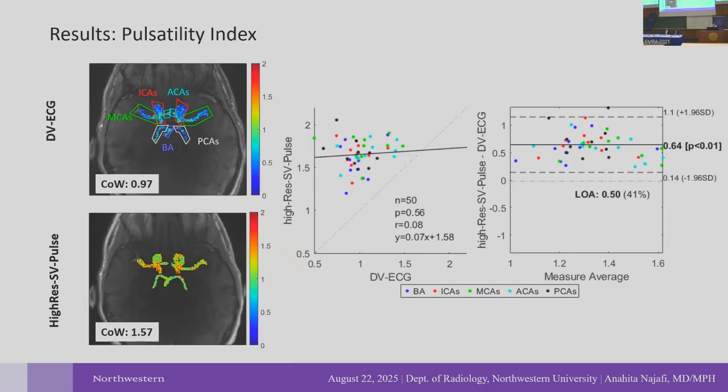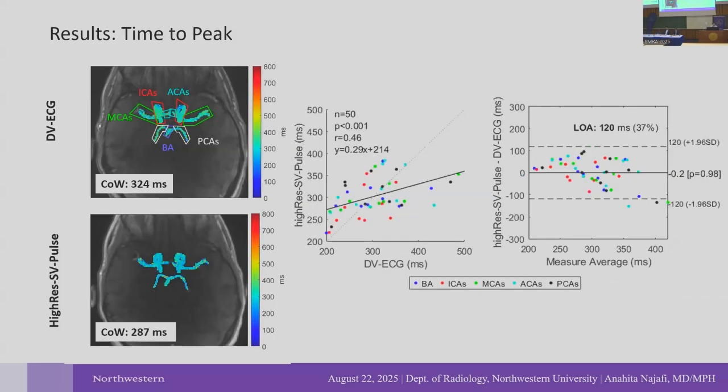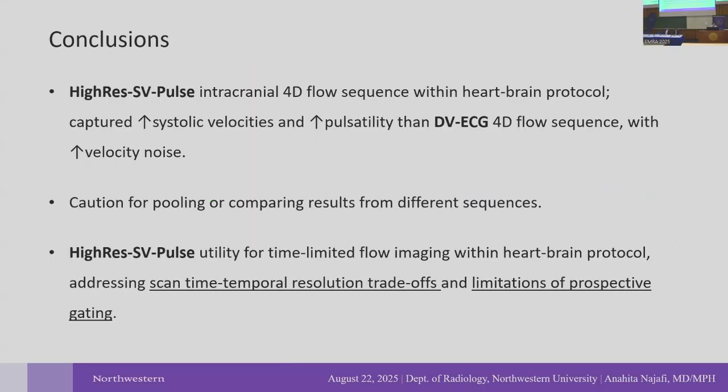For pulsatility index, we used a voxel-wise approach, and high-res SV pulse captured higher values, but the measurements were not correlated. And for time to peak, there was minimal bias, but relatively wide limits of agreement and moderate correlation between the two methods. So in conclusion, the high-res SV pulse intracranial 4D flow sequence within the heart-brain protocol captured higher systolic velocities and pulsatility compared to the DV-ECG 4D flow sequence, but there was higher velocity noise also.